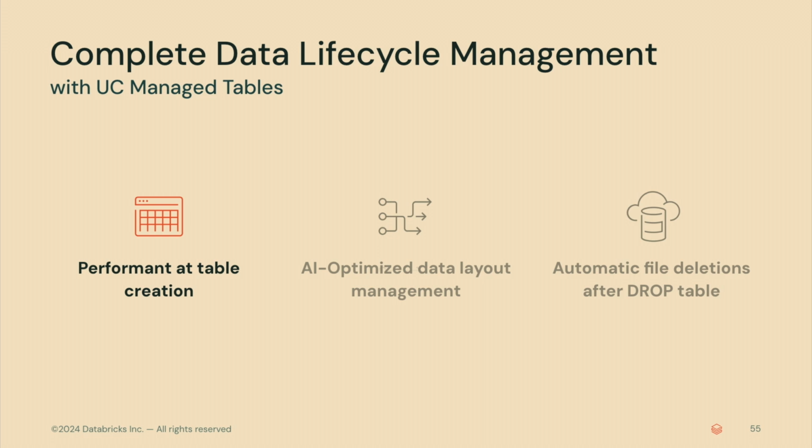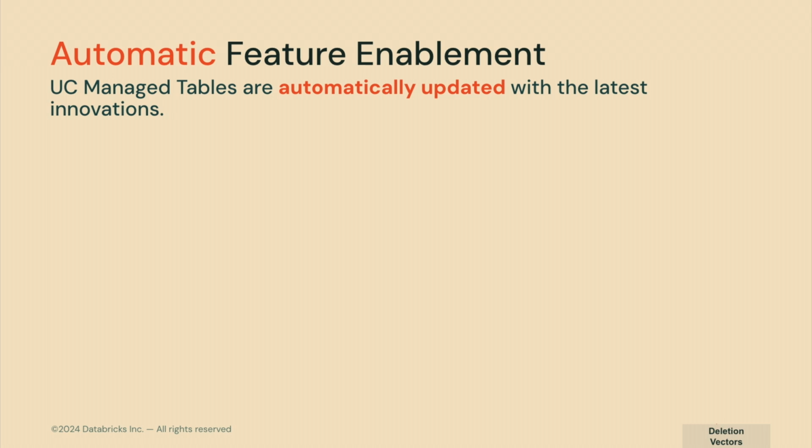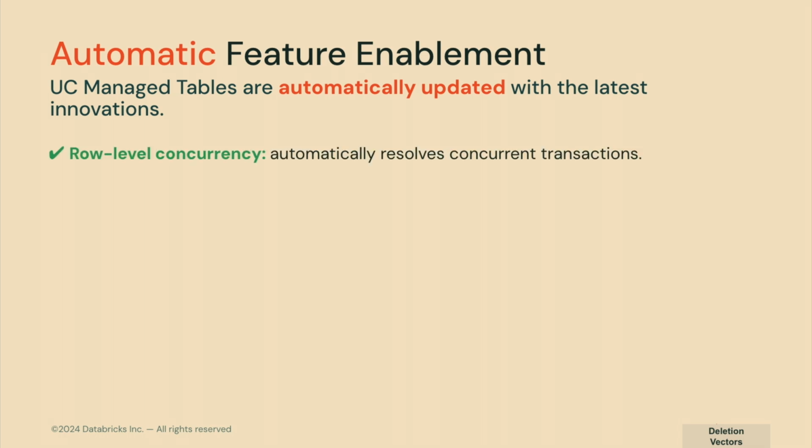And first, let's see how UC managed tables are performant and scalable at table creation. So coming soon, UC managed tables will be automatically updated with the latest Databricks innovations. And to motivate the problem a bit, let's see what are some of the examples of the recent Databricks innovations. First, we have row-level concurrency.